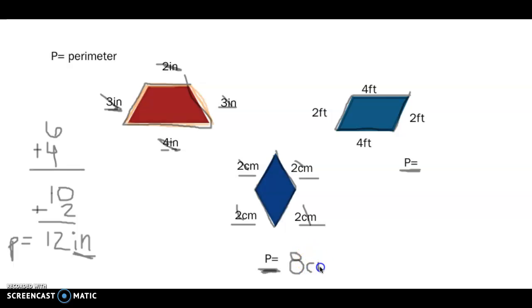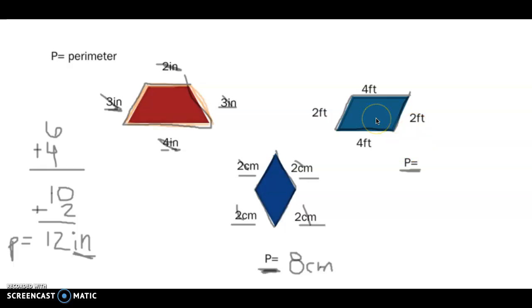Centimeters. That means if I took a tape measure, you know, the one that is a ruler, but it's kind of bendy and can wrap around things, and I wrapped it around this shape, it would have 8 centimeters written on it. Amazing. You could have also went 2 and 2 is 4, 2 and 2 is 4, 4 and 4 is 8. Now let's look at the parallelogram.